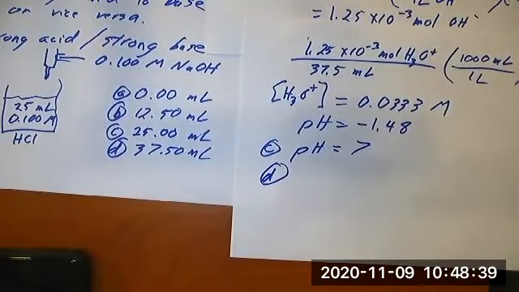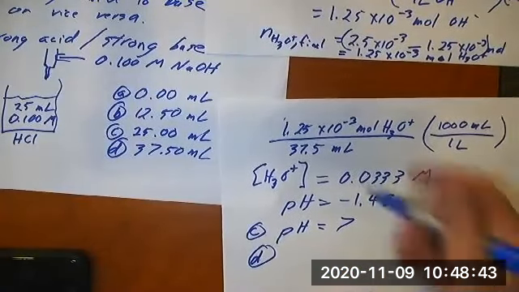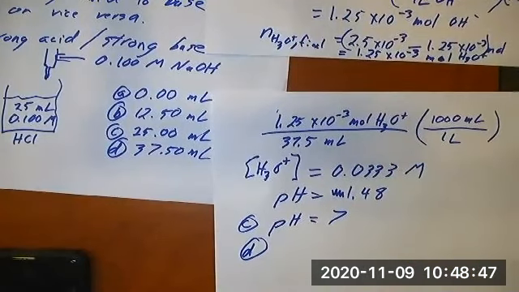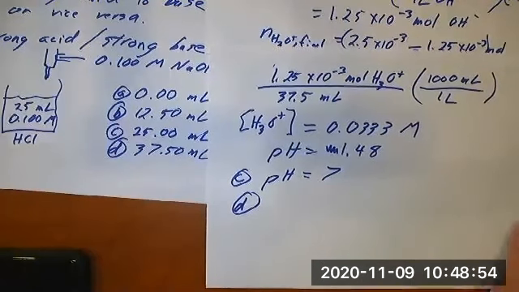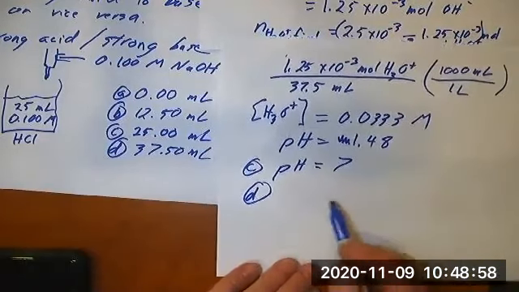How did the pH go down when adding a base? The pH, oh, sorry, that is not negative 1.48. That should be positive 1.48. I apologize. So yes, the pH should have gone up, and it did.